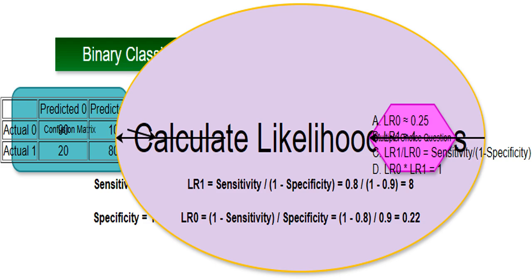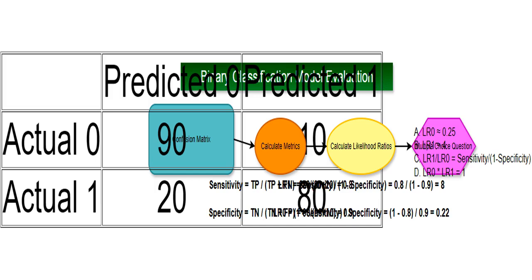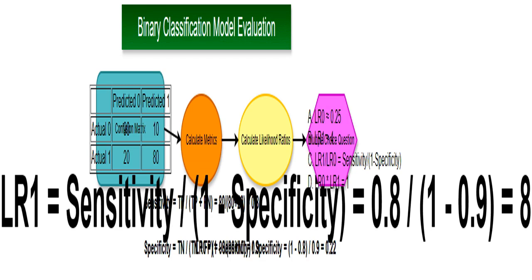I am starting with calculating the basic metrics, sensitivity and specificity, to help quantify the performance of a binary classification model. I am posing a multiple-choice question based on the calculations of LR1 and LR0. I want you to check your understanding.